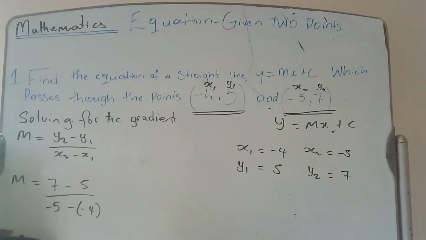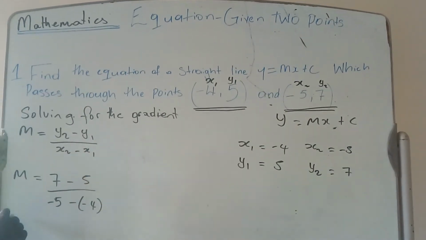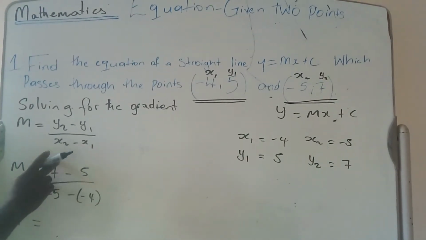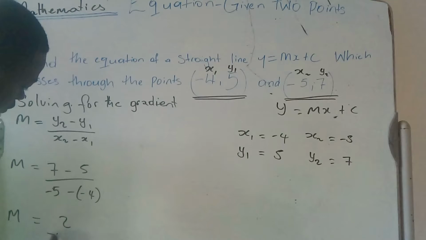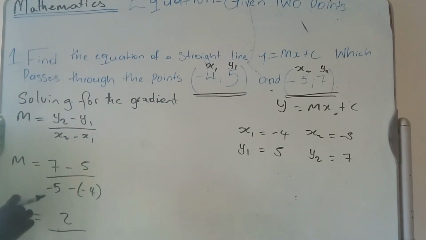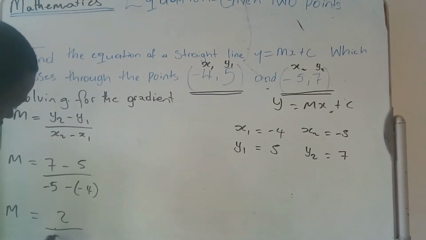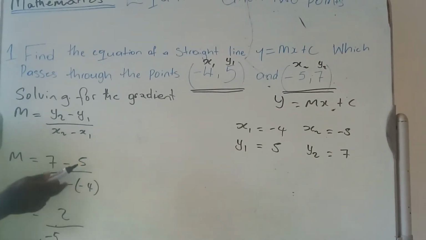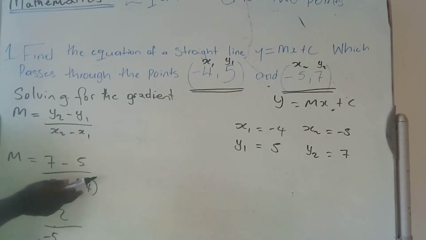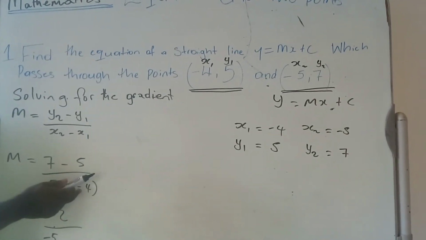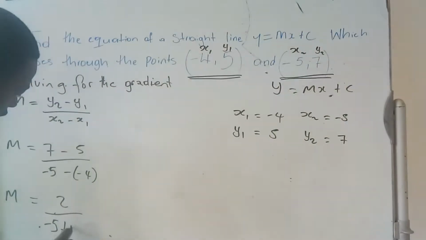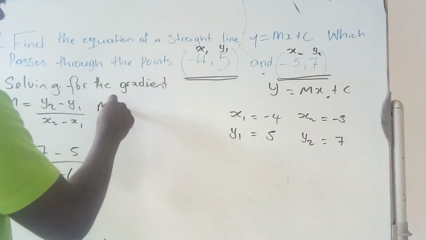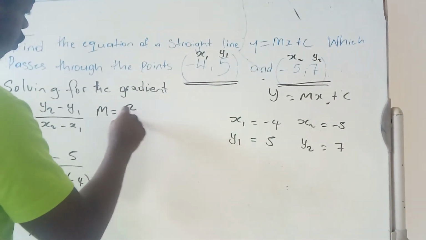Now we can go ahead and simplify this, and it will give us the gradient. So m is equal to 7 minus 5 is 2. Now, -5, I'm going to write back that, -5. Negative, this bracket means that the sign outside of the bracket is multiplying the sign inside. So negative times negative give us positive, so this is just plus 4.